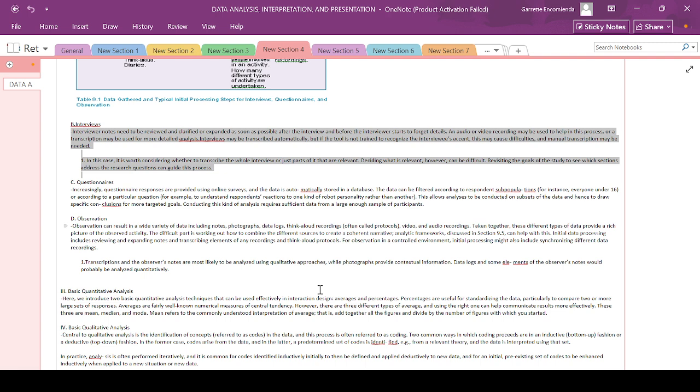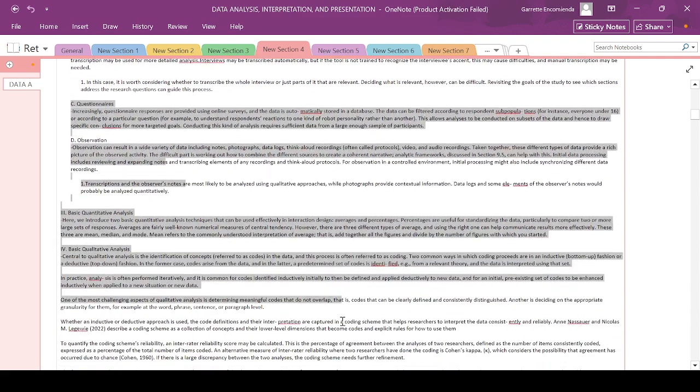In this case, it is worth considering whether to transcribe the whole interview or just the parts of it that are relevant. Deciding what is relevant, however, can be difficult. Revisiting the goals of the study to see which sections address the research question can guide this process.